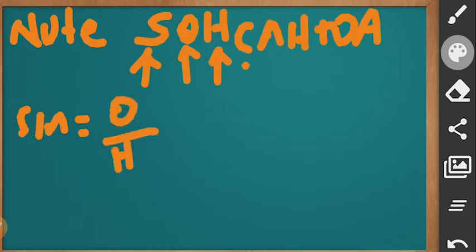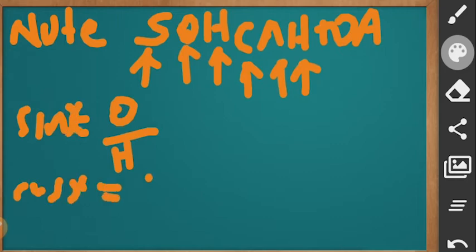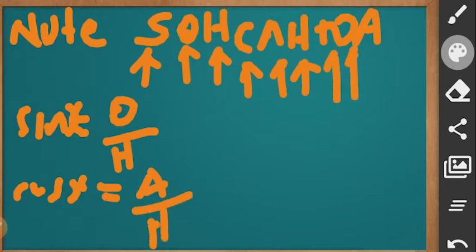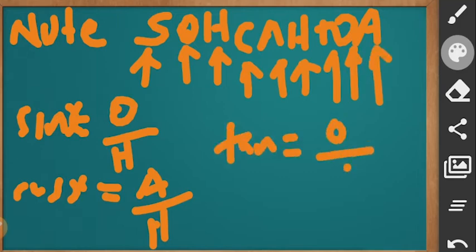Cos is equal to adjacent over hypotenuse. So for an angle, say x, cos x is equal to adjacent over hypotenuse. Then tan is equal to opposite over adjacent. I want that whole word to be rhyming in your mind: SOHCAHTOA. Sine is opposite over hypotenuse, cos is adjacent over hypotenuse, tan is opposite over adjacent. That should be part of you. Okay, we have understood that.